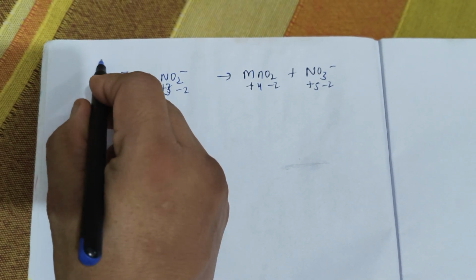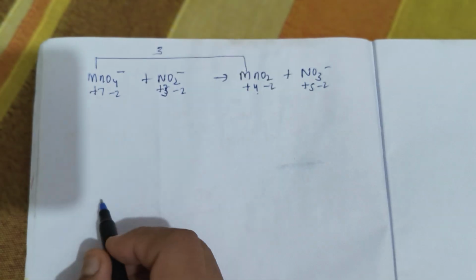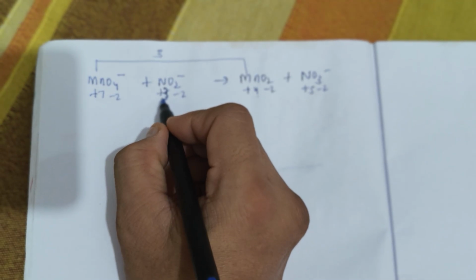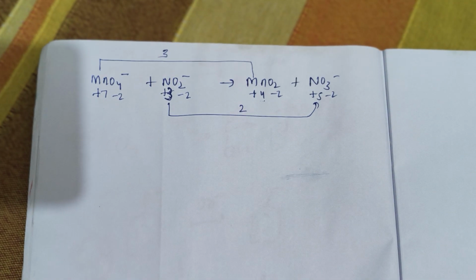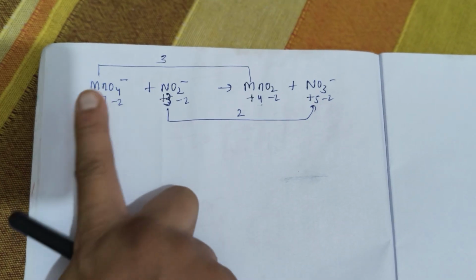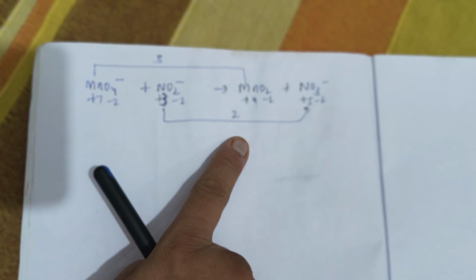You can see here that the oxidation state is changing from plus 7 to plus 4, so there is a change of plus 3 in oxidation state. And here the oxidation state is plus 3, and it is changing to plus 5, so there is a change of plus 2. Now, the first step is to find the oxidation state of each atom. Number 2, find the change in oxidation state of various atoms.